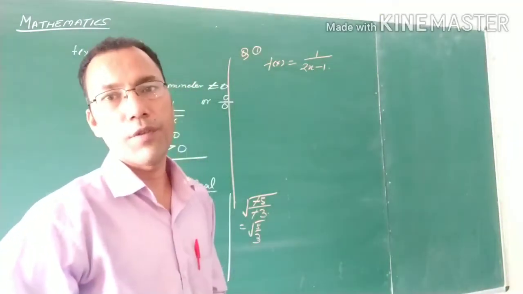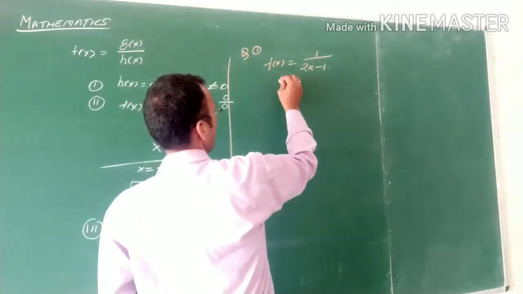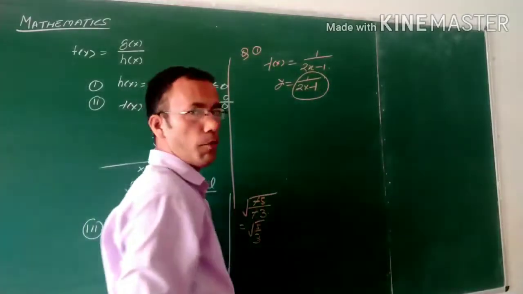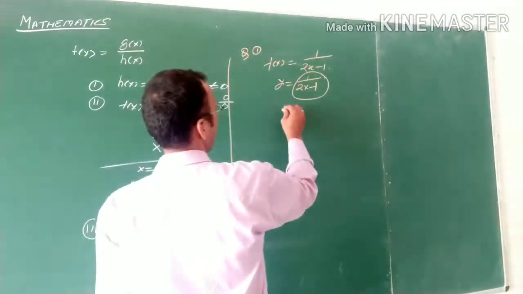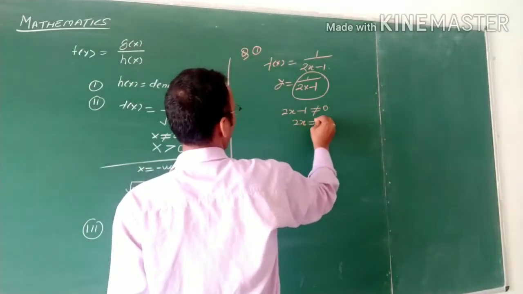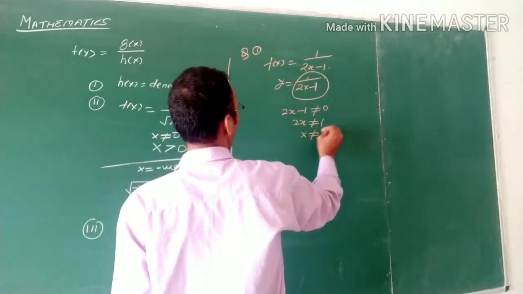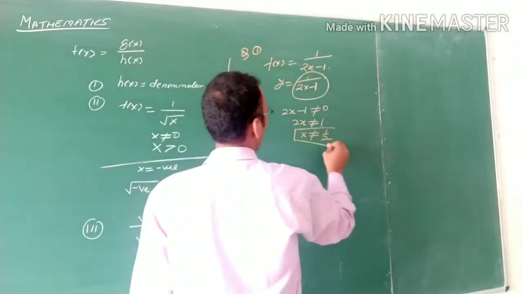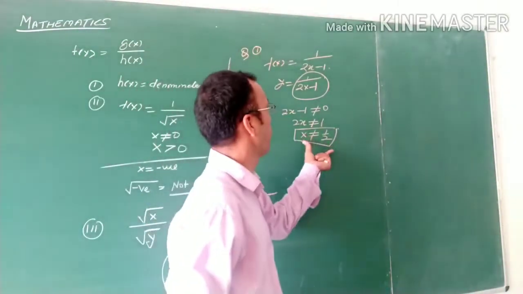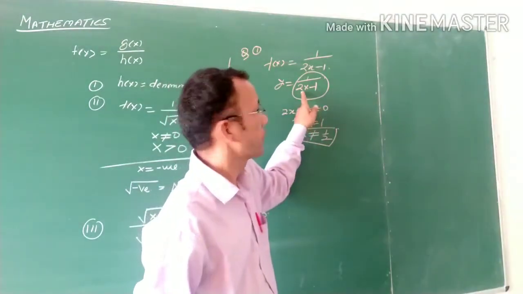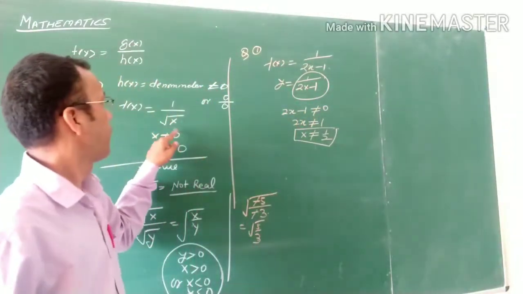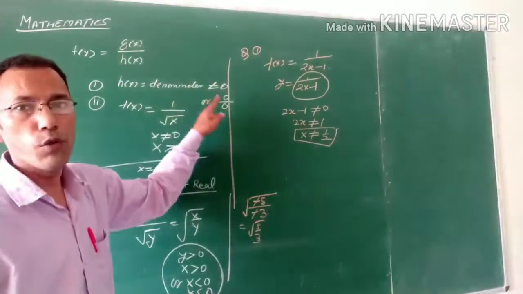First find the domain of the function. f(x) is equal to 1 upon 2x minus 1, and it is a fraction. The denominator must not be equal to 0. This implies that 2x minus 1 is not equal to 0, and so x is not equal to 1 by 2. What happens if x is equal to 1 by 2? If I put x equal to 1 by 2 in this denominator, then it will be 0. And the condition is that the denominator h(x) is not equal to 0.